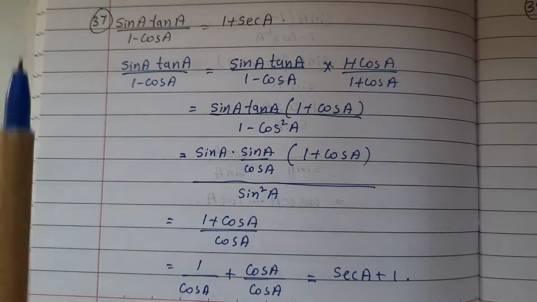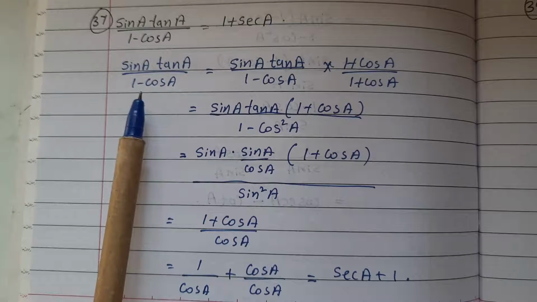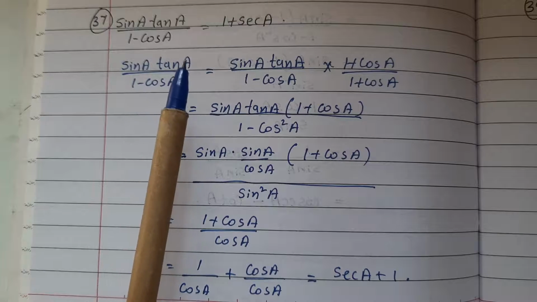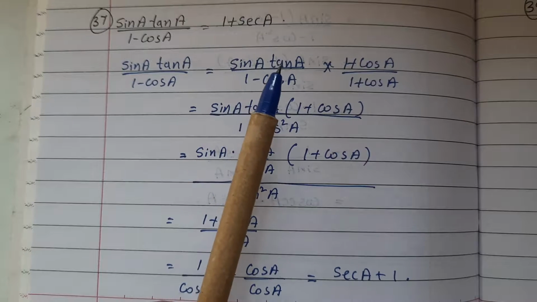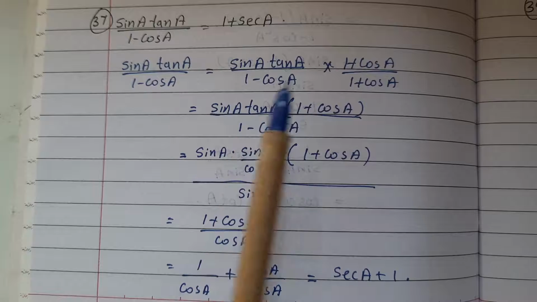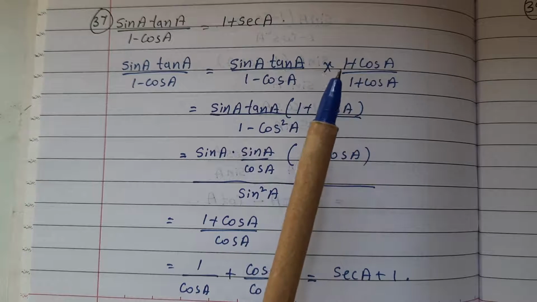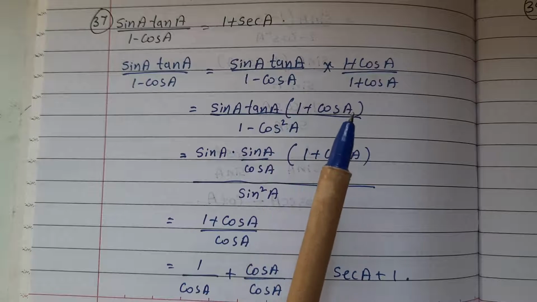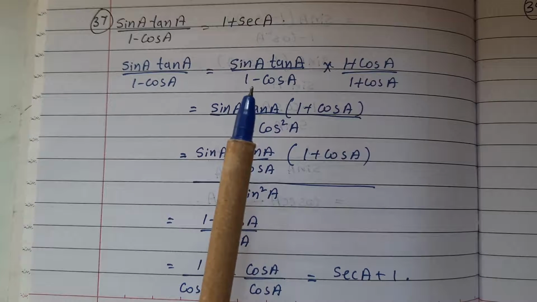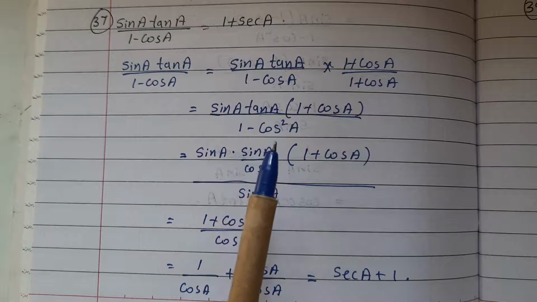Sum number 37. sin a into tan a upon 1 minus cos a. Multiply and divide by 1 plus cos a. We get sin a into tan a upon 1 minus cos a into 1 plus cos a upon 1 plus cos a. In the numerator, sin a into tan a into 1 plus cos a, upon the denominator, which is (a minus b) into (a plus b), is a square minus b square: 1 minus cos square a.